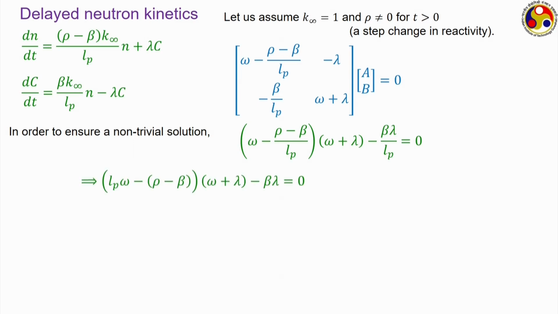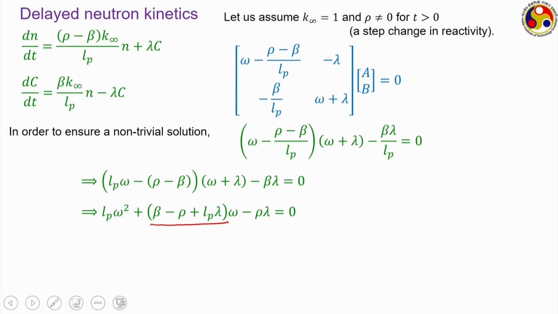And then we are simplifying the terms, that is, we are multiplying the first with omega and then with lambda, and then combining the terms. Whatever we are getting, we are rearranging into the form of a quadratic equation where omega is the variable: LP into omega square plus this quantity in the bracket into omega minus rho lambda as the third term.